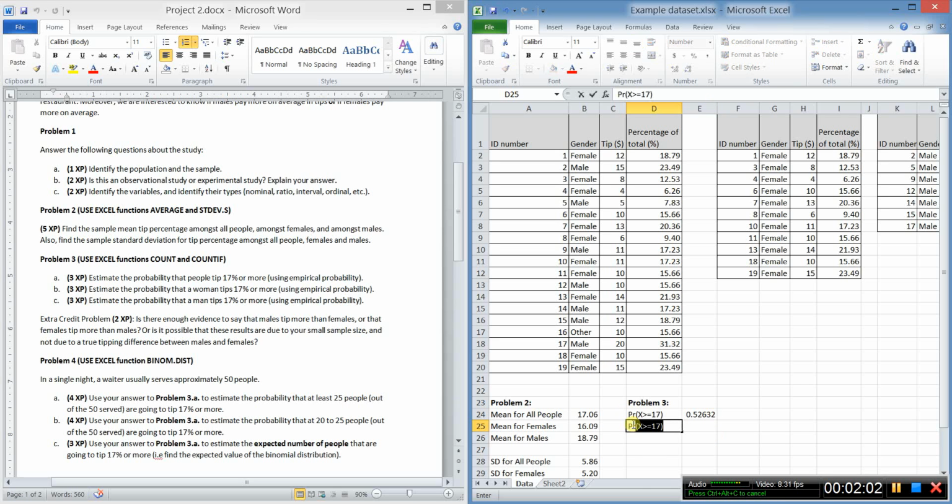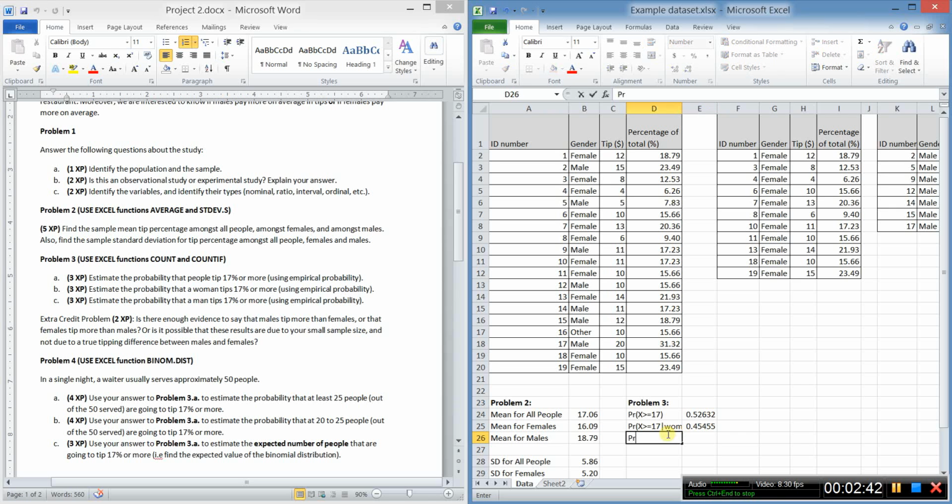And then the probability that X is greater than or equal to 17, given that you are a woman, basically we're going to do the exact same thing. COUNTIF, and then we go over here to our data where it's just the females. My criteria is going to be greater than or equal to 17. And then I'm going to use just the COUNT function to count how many females there are. Right? So what is this? This is the number of people that are tipping more than 17% divided by the number of females.